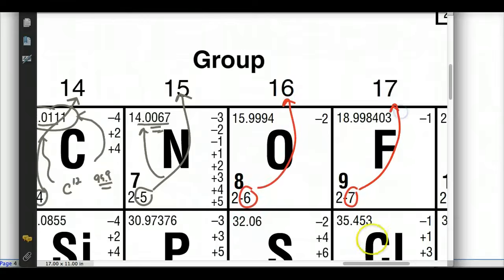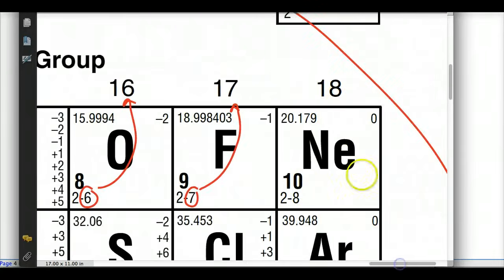Now notice something here. The noble gases don't have valence electrons typically. They show 8, but they don't have valence electrons because usually they're filling their outer energy level. So that's why they're stable. We'll talk more about that in another unit. So these are all ground state configurations.